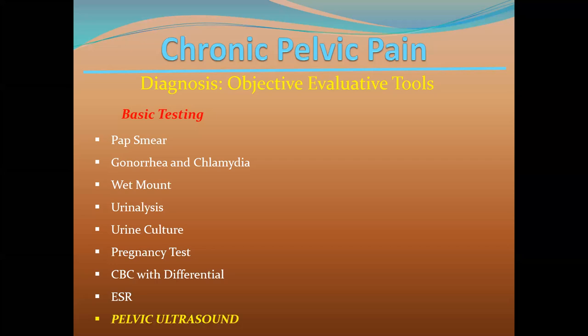So ultrasound is very important, it visualizes any uterine lesion, any ovarian pathology, any adnexal pathology, and sometimes there is a small polyp in the uterus, or endometriosis, you have to exclude, and all these lesions you have to exclude with this pelvic ultrasound.